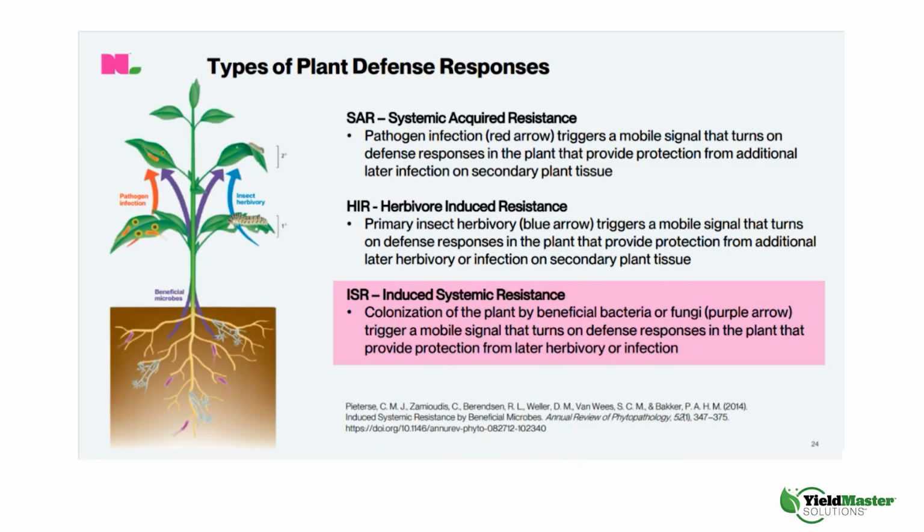And then the ISR, the induced systemic resistance, and this is really what we're going to talk about. That's where you get colonization of a plant through the bacteria, in this case the PPFMs, that essentially act like a vaccine or a signal that turns on the plant's defense mechanism so it's prepared.